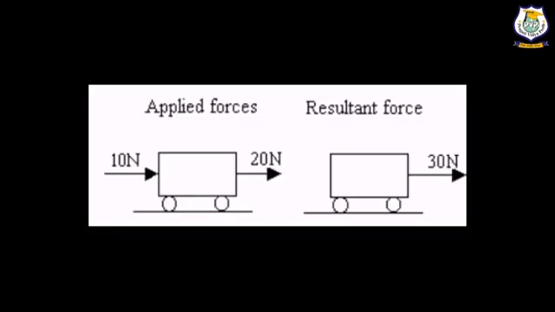Here we are taking two forces, 10 Newton and 20 Newton. Both the forces are acting in the same direction. So what will be the resultant force, student? The resultant force will be 30 Newton. That means we can calculate it by adding the forces. Why? Because they are applying in the same direction.